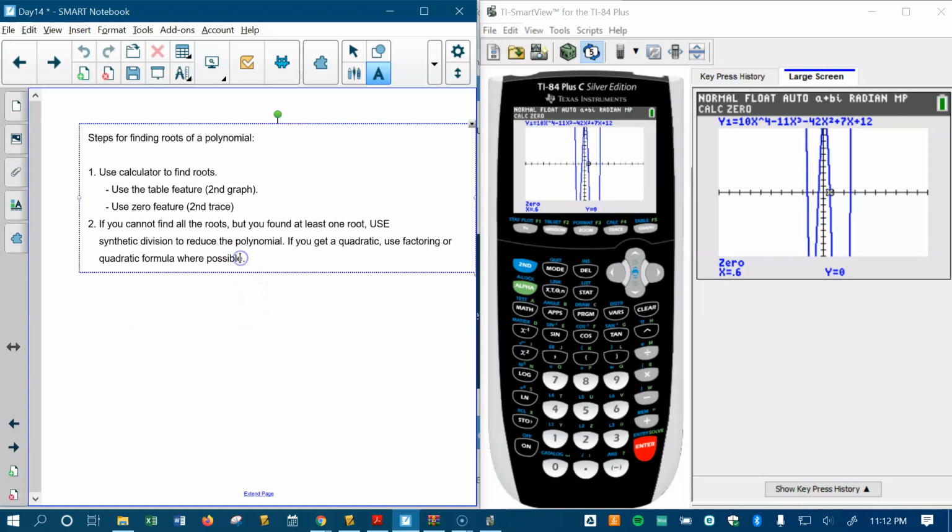And I would just add a tip here. When you have all the roots, you're going to know how many to expect from the highest exponent in the polynomial.